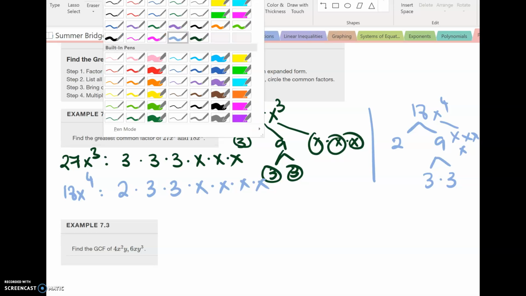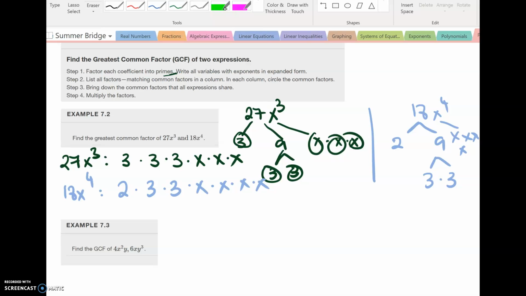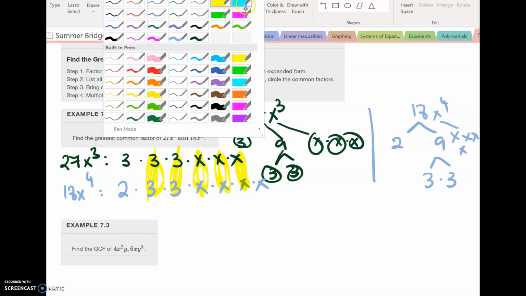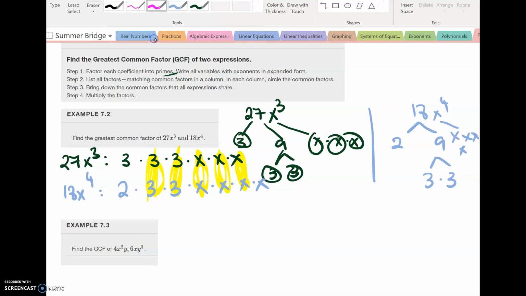Now we're going to pair together the things that are the same. I have 3s, and x's, x's, and x's. That's what I'm going to multiply together to get my GCF. So 3 times 3 is 9, and x times x times x is x cubed. So 9x cubed is our GCF.